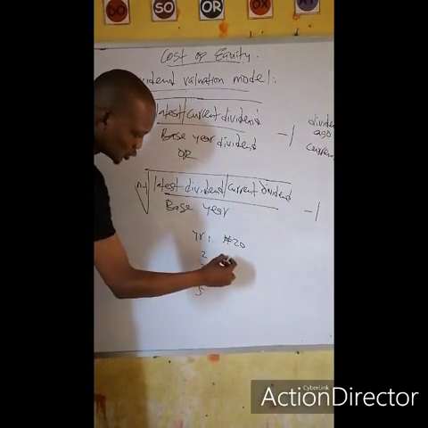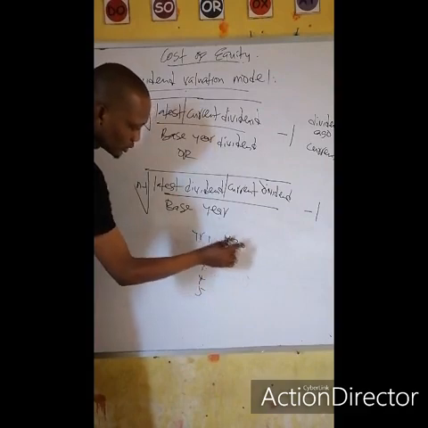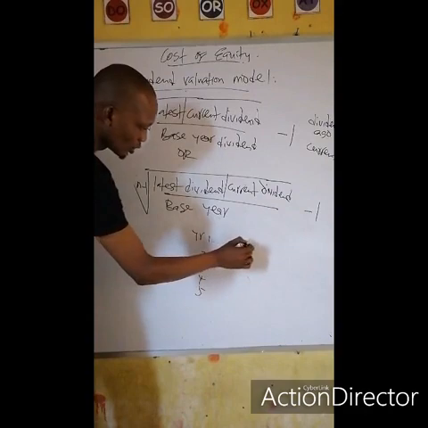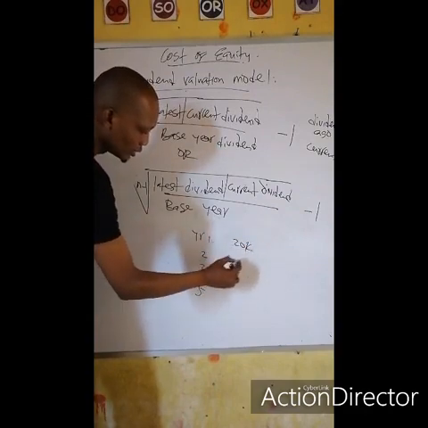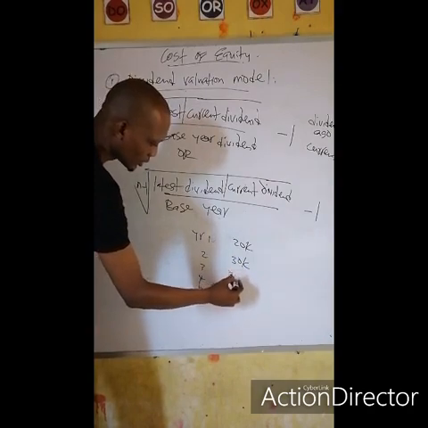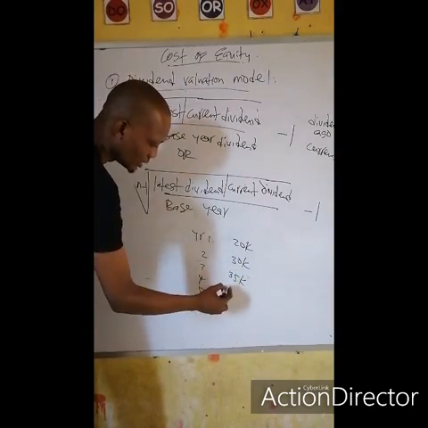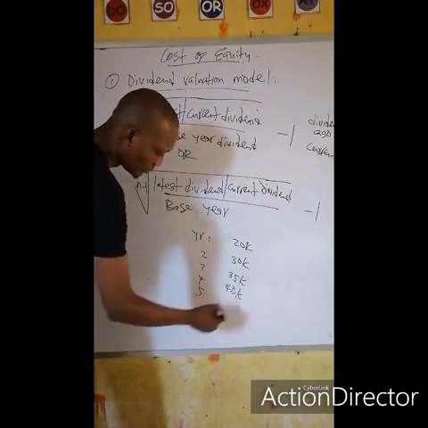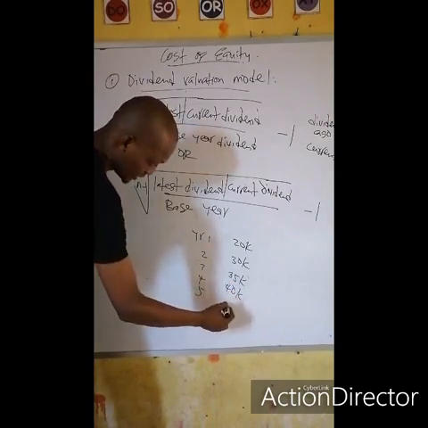Dividend paid in year 2, say 20 kobo. Dividend paid in year 2, 30 kobo. Dividend paid in year 3, 35 kobo. Dividend paid in year 4, 40 kobo. Dividend paid in year 5, let's say 50 kobo.